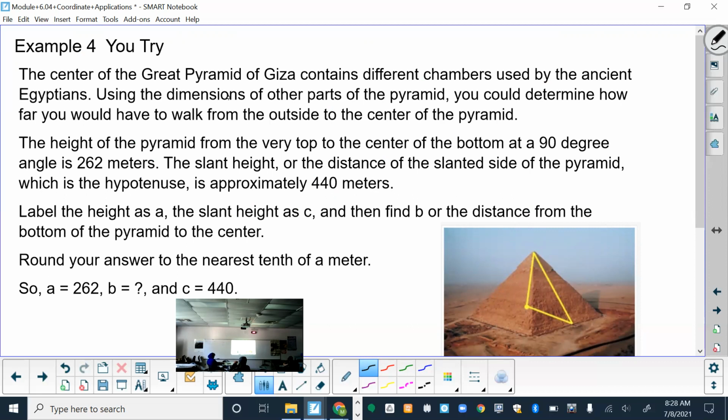The height of the pyramid from the very top to the center of the bottom, at a 90-degree angle, so that means it's a right triangle, which is what we use the Pythagorean theorem for, is 262 meters.